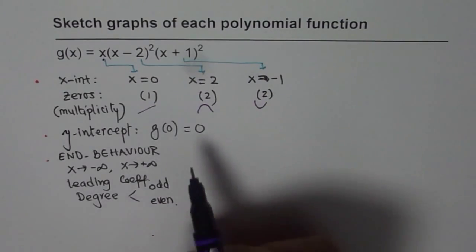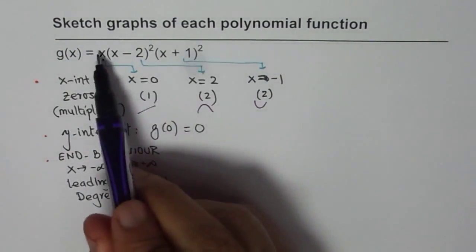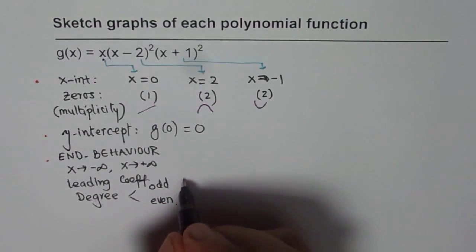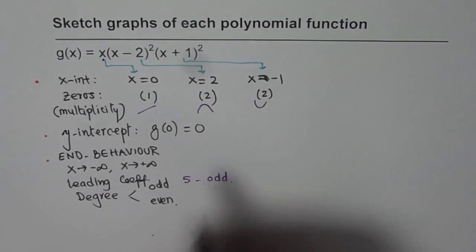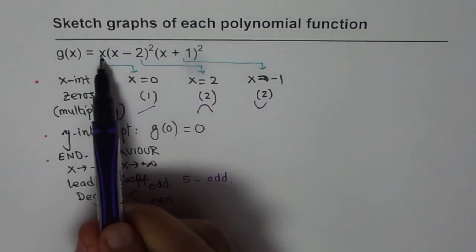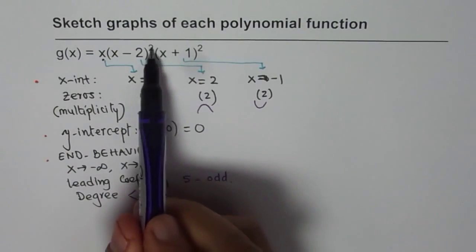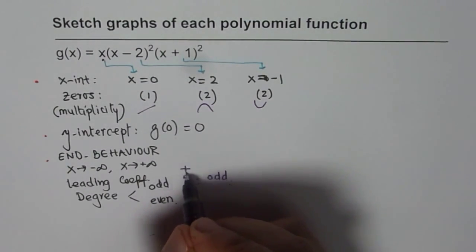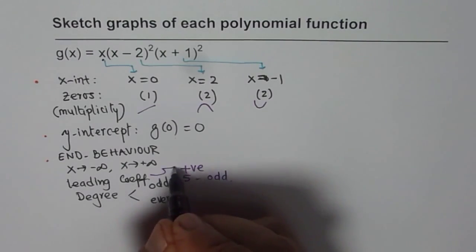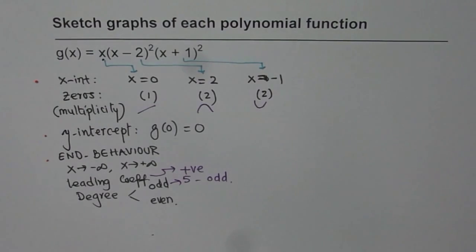So let's look into it. As far as the degree is concerned, we see 1, 2 and 2, so the degree is 5. That means odd degree. Perfect. The leading coefficient is what you get when you multiply all these x's. This square is always positive, this is positive, so the leading coefficient is positive. Leading coefficient is positive, degree is odd.